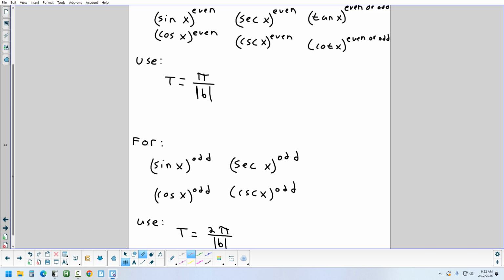Okay, not every problem is going to raise a trig function to a power. You might have some that don't. But now you know if you have something raised to a power, that is how you find the period.